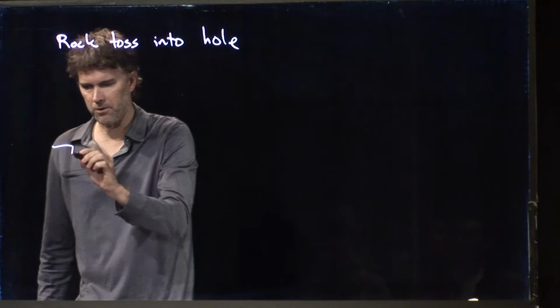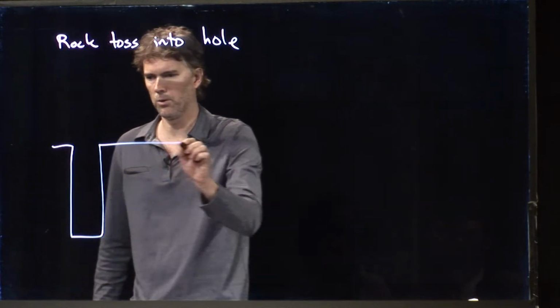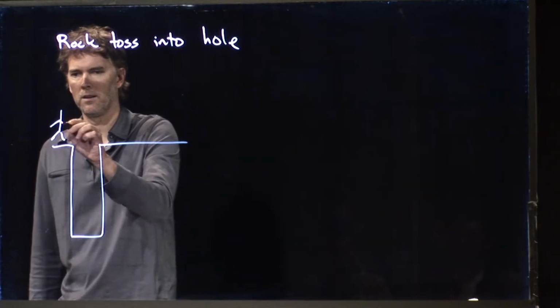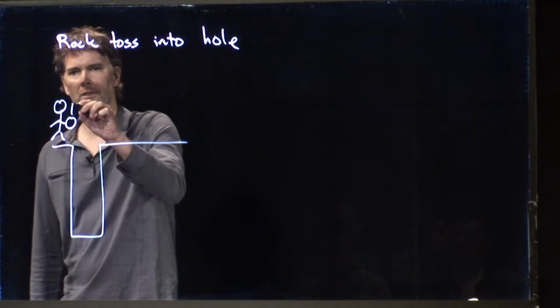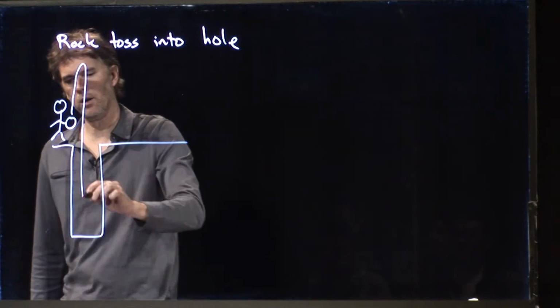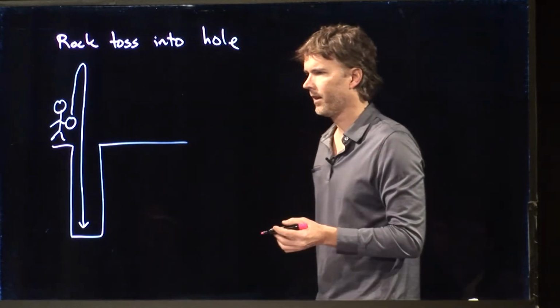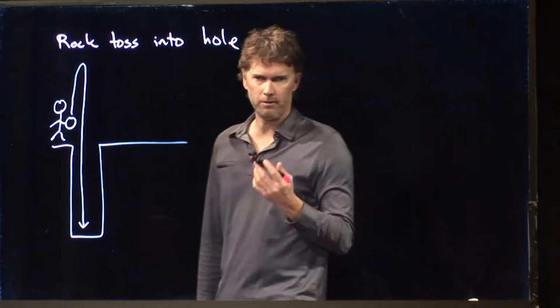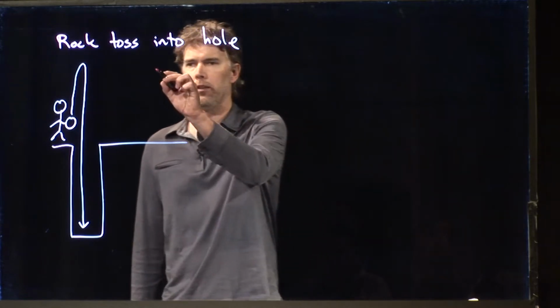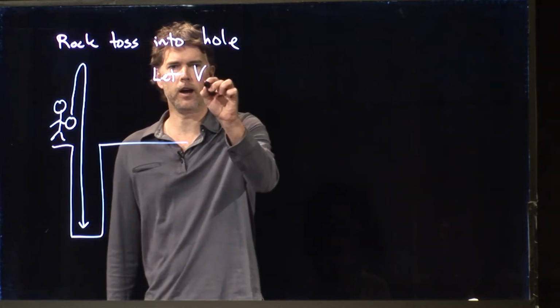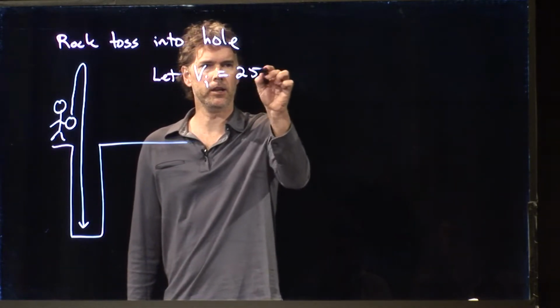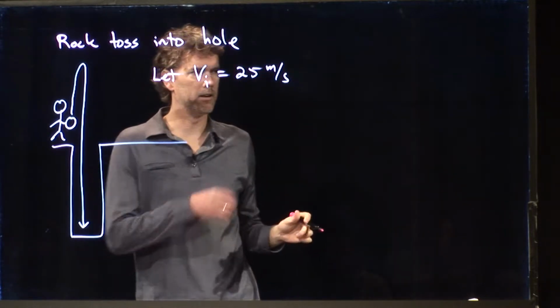So here's our picture. We're standing here next to this hole. We have a rock. We're going to toss it up in the air, and it's going to go up and then come back down and fall into this hole. And let's give you a little bit of information here. Let's say that we toss the rock up initially at 25 meters per second.